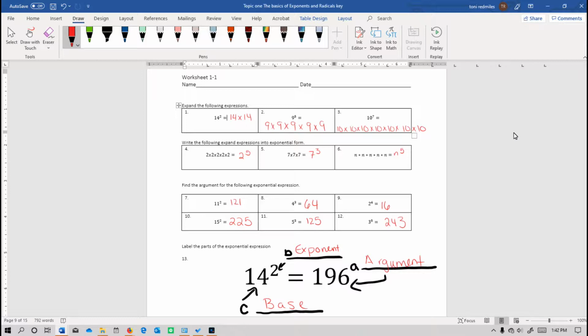All right, so this first worksheet, we're just expanding and putting things into exponential form and just sort of the basics of what we're going to be doing in this class. So if you're in this class, I want you to pause and grade your paper.